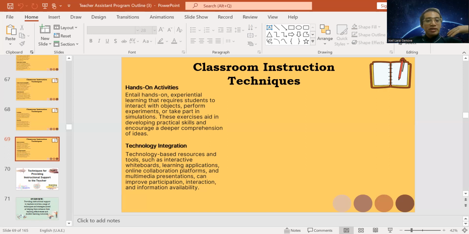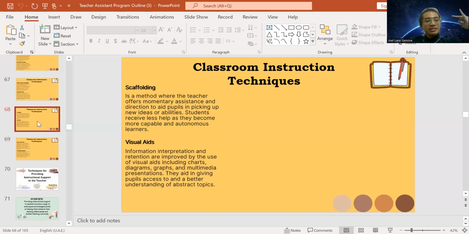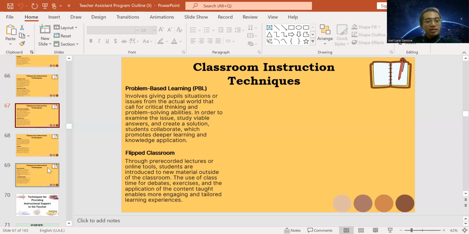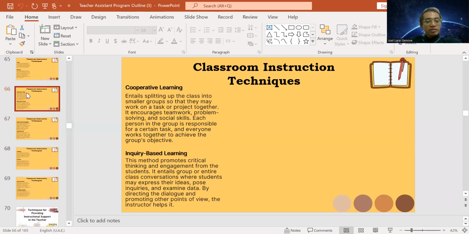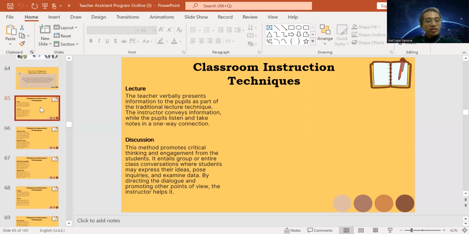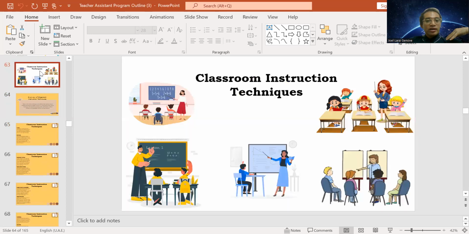Let's do a wrap. That's technology integration, hands-on activities, scaffolding, visual aids, problem-based learning, flipped classroom, cooperative learning, inquiry-based learning, lecture, and discussion. So those are your classroom instruction techniques.